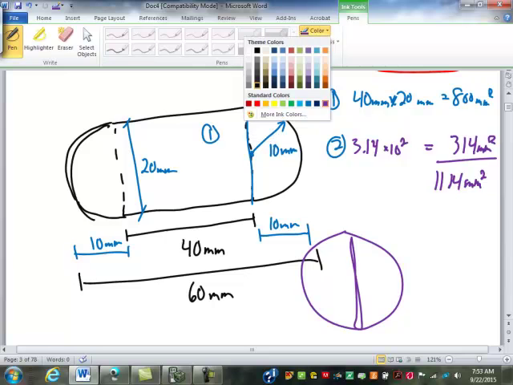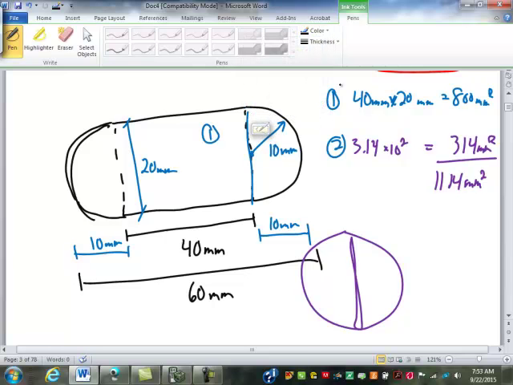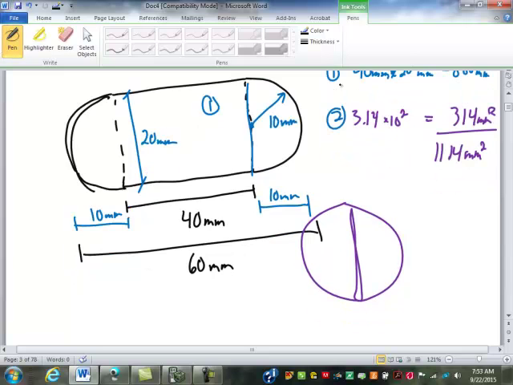What do you think? Good stuff? Find the perimeter of that. Perimeter. Pi times diameter. Yep.